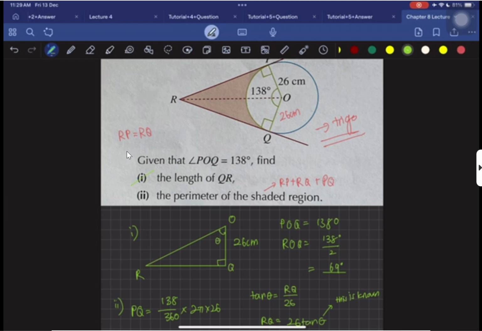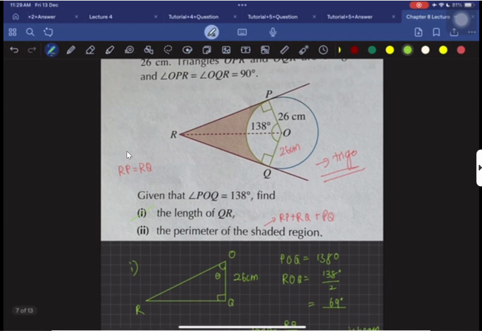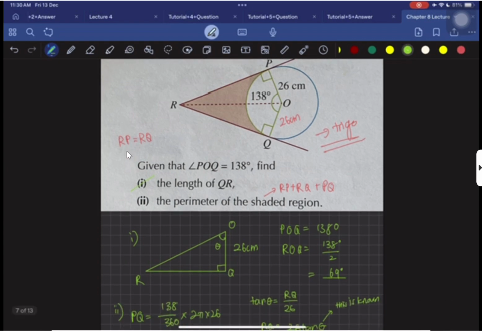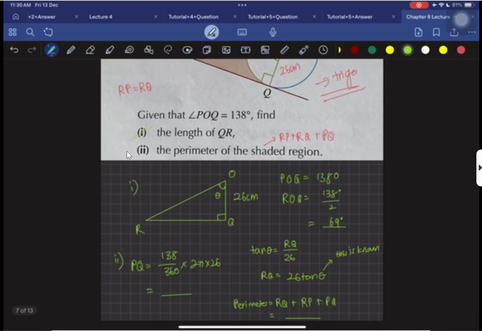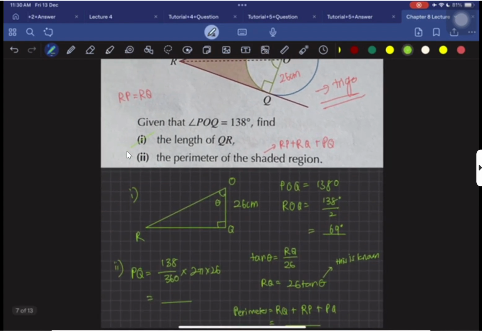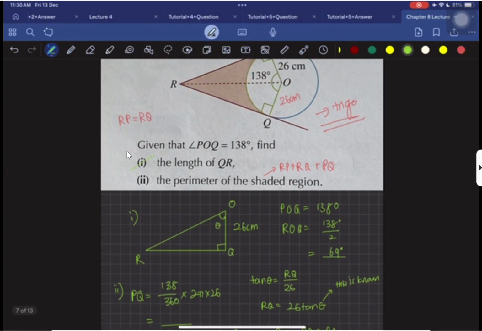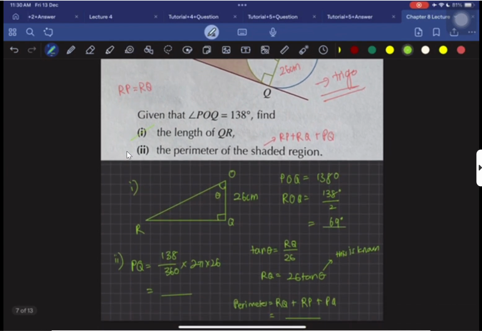And then your next part, they are asking you to find the perimeter of a shaded region. So your perimeter consists of RQ plus RP, and RP is the same as RQ since they are both congruent triangles, and this minor arc which is PQ. So again, PQ, just plug in the formula which is 138 over 360 times 2 pi r. In this case, your r is 26, and then you will get PQ, and your perimeter is just the sum of all of them. So quite a straightforward question.